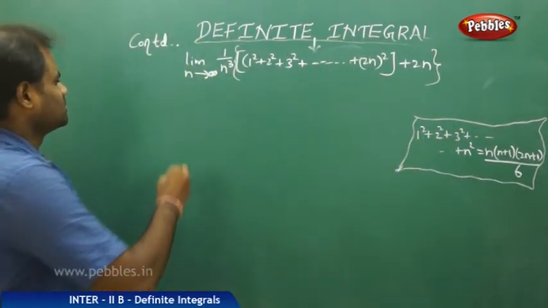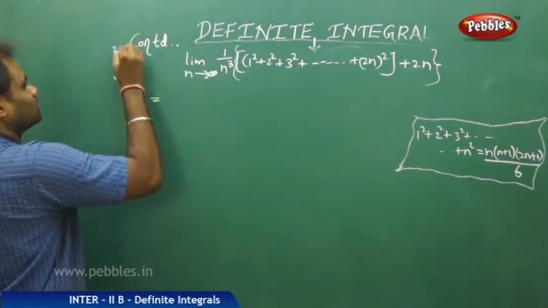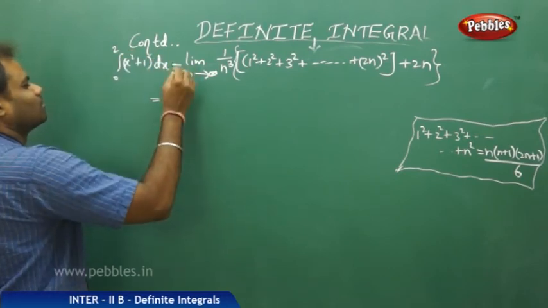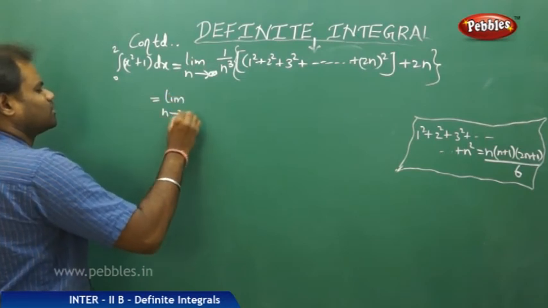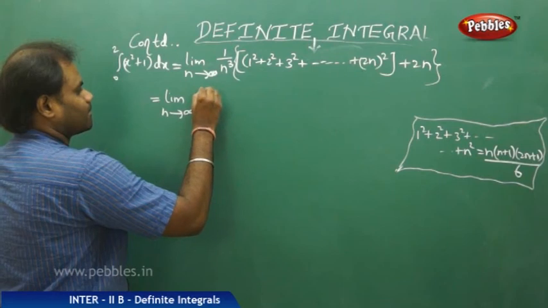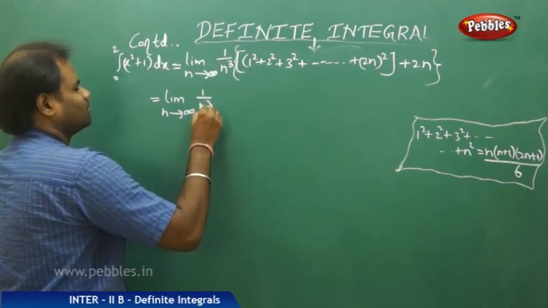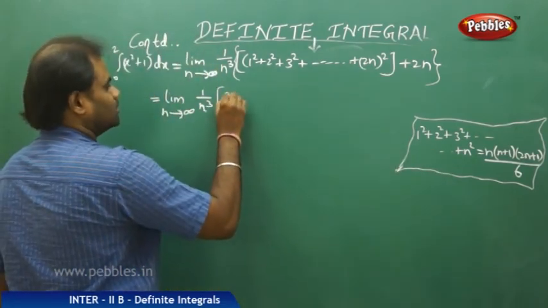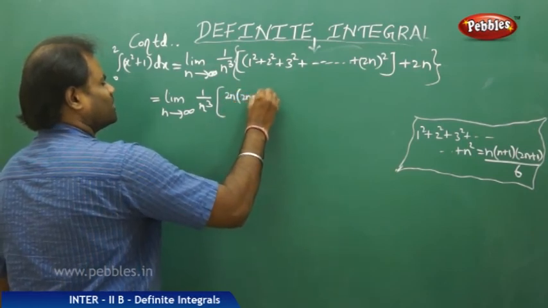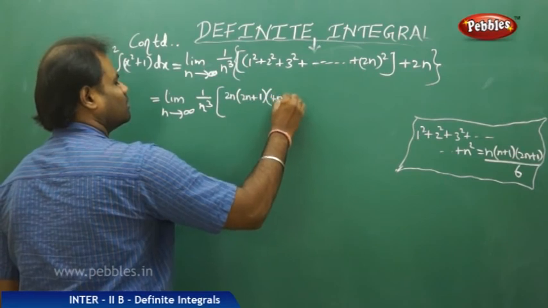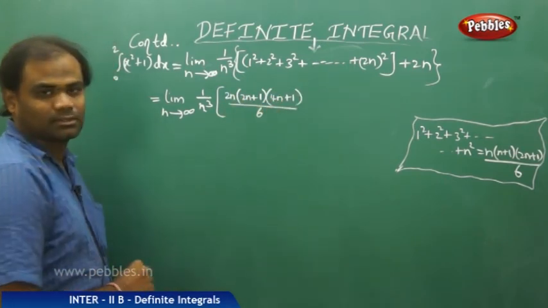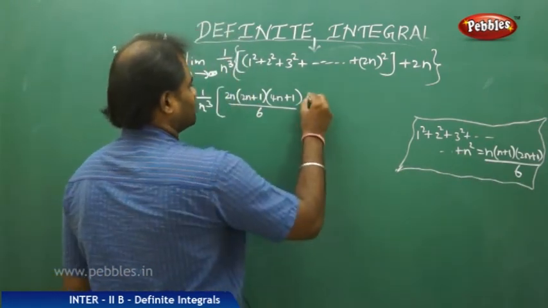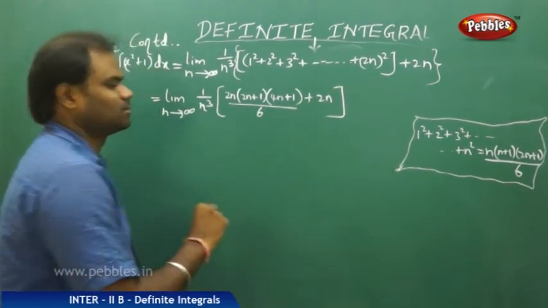So therefore, I have this reducing to the limit as n tends to infinity of 1 by n cubed, and 1 squared, 2 squared till (2n) whole squared is n into (n plus 1) into (2n plus 1) by 6, which is what we get when n is replaced with 2n on the right hand side, plus 2n is what we get.